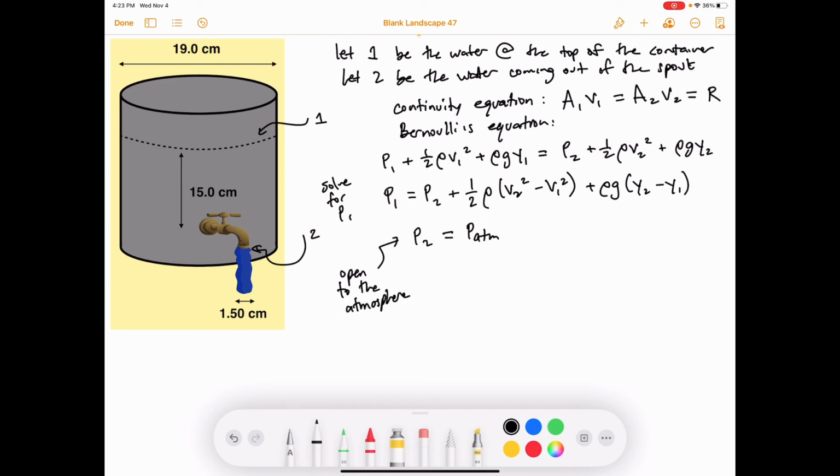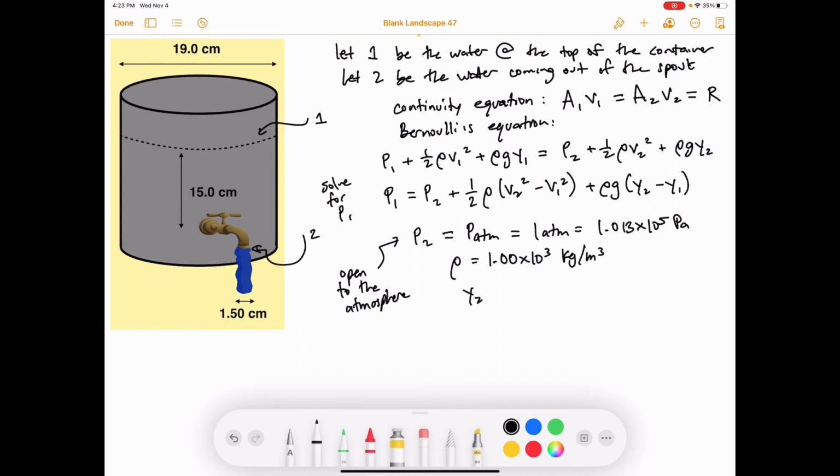Okay, it's in contact with the atmosphere. So this would be 1 atmosphere, or 1.013 times 10 to the 5 pascals in terms of the pressure. Rho, that's the density of the fluid. We're talking about water here, so that's 1.00 times 10 to the 3 kilograms per cubic meter.